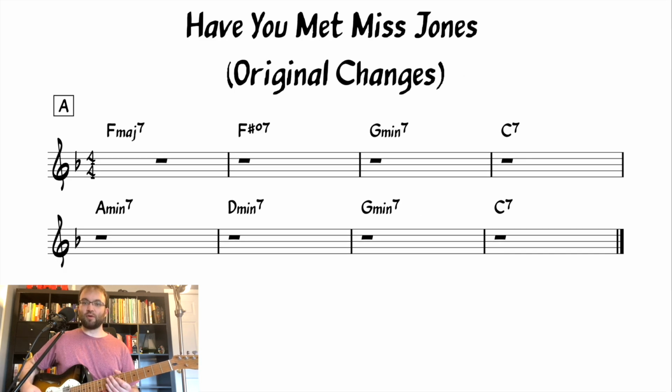All right, and for our last one, we're going to do Have You Met Miss Jones? This one is going to be very similar to There Will Never Be Another You. There's one particular spot in this song where you can do a chromatic 2-5 from a half step above, and it lines up with the melody.